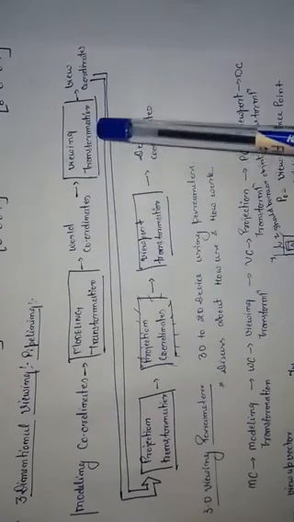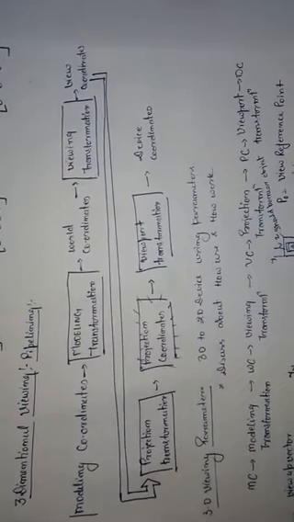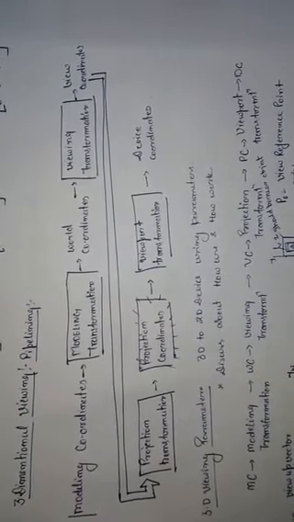World coordinates go through the viewing transformation. After the viewing transformation, it becomes the viewing coordinates. After viewing coordinates, it goes through the projection transformation. After the projection transformation, that becomes the projection coordinates. After that comes the viewport transformation, then the device coordinates, which are the final output.